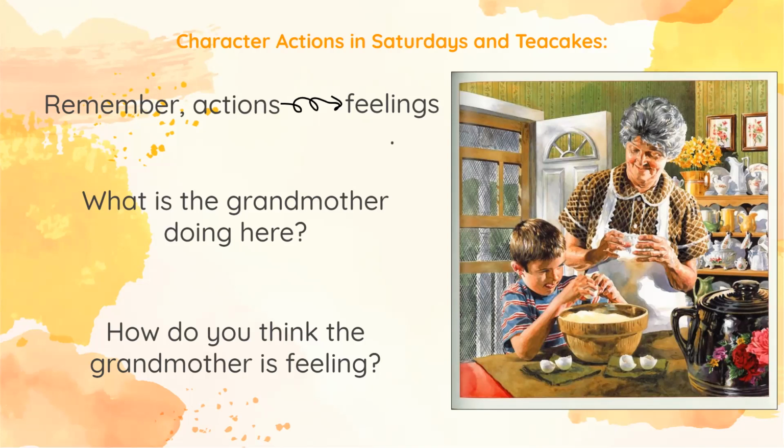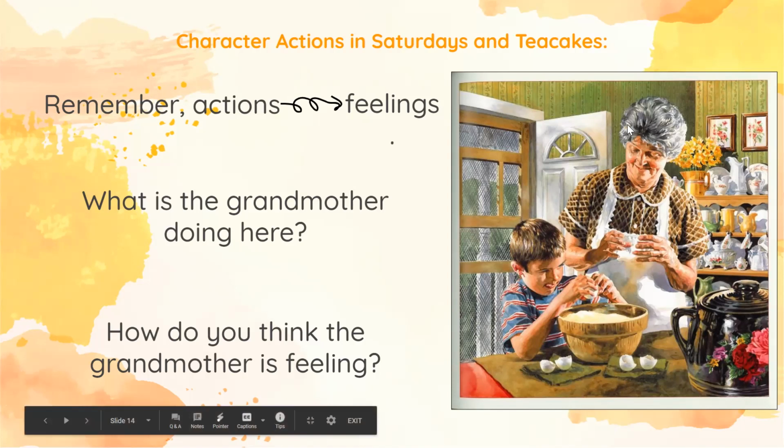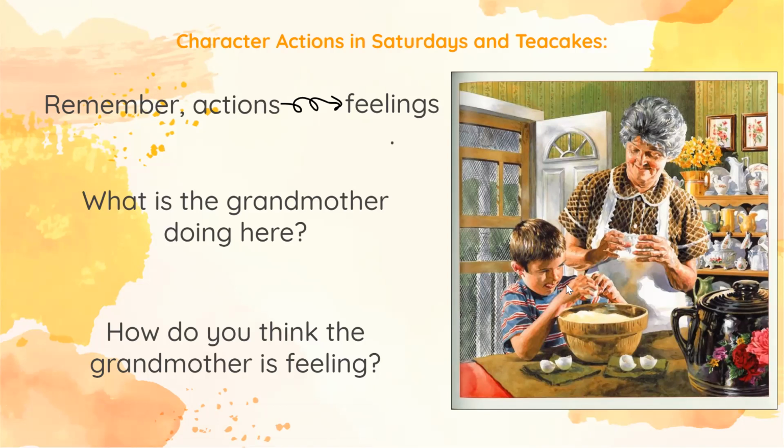I would say that when I look at grandmother's face, I notice that she is smiling. The little boy has his tongue kind of sticking out and he's looking really closely. It looks like he's determined. He's feeling determined that he's going to crack those eggs the right way. Grandmother is using her hands to show the little boy without stepping in. So it looks like she is feeling happy and excited that he is working with her.